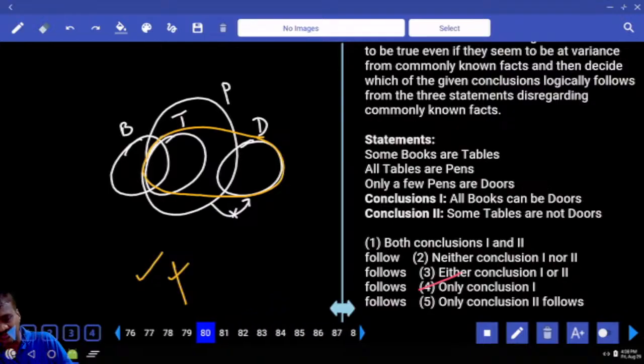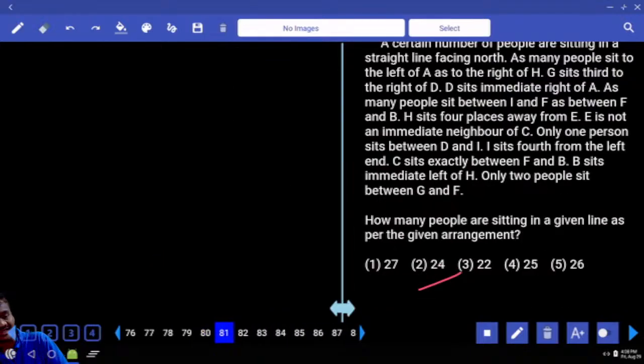Then next one, 81 onwards. 81 onwards, certain number of persons are there. And they are seated in a row facing towards north. First or the second priority? Second priority.